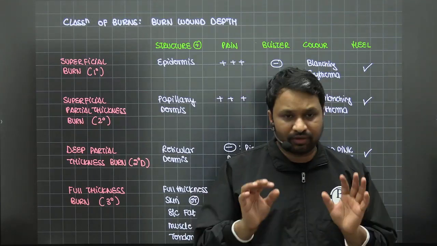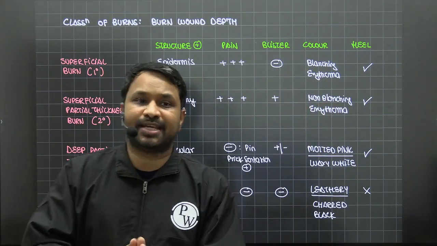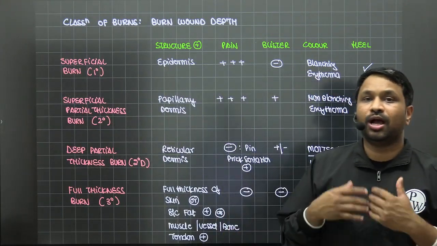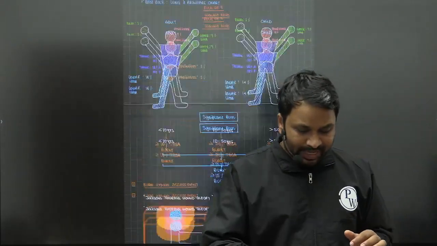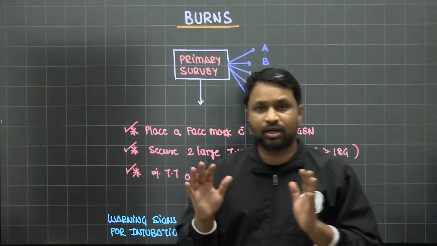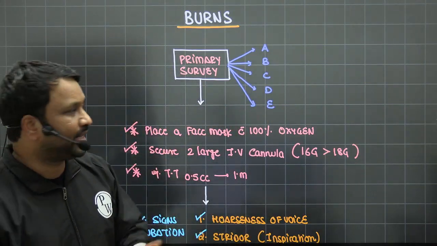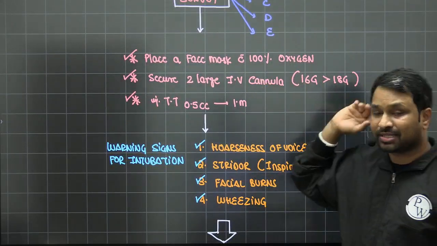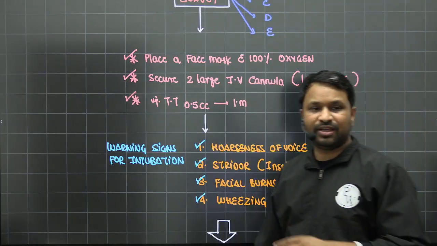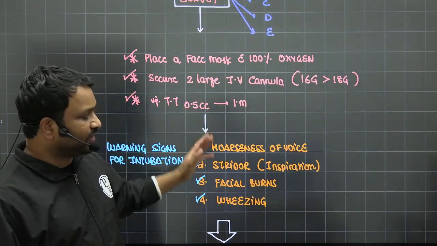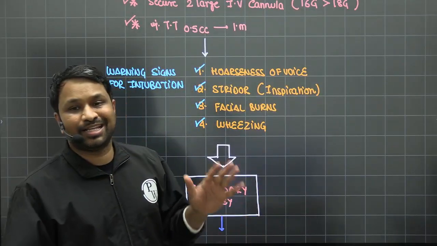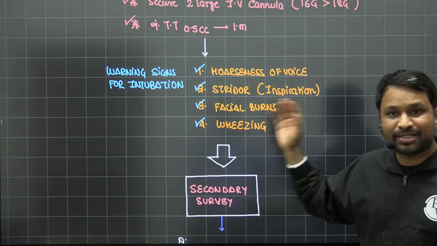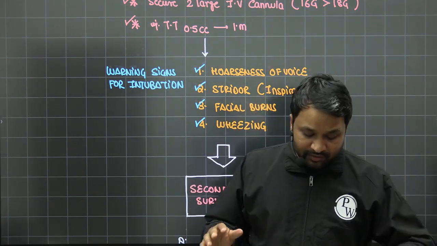Now see, whatever we have spoken about burns is the initial assessment. So until this point, you should know how you assess a patient of burns and how you are going to take it forward. We started with the basic protocol: when a patient comes to the casualty, how are you going to address it? I'm going to do a primary survey. While I do the primary survey, I'll take care of usage of a face mask with 100% oxygen, 2 large IV cannulas so that I can resuscitate the patient, and give a tetanus toxoid injection. Look for warning signs if you want to intubate the patient. The warning signs are hoarseness of voice, inspiratory stridor, presence of facial burns, as well as wheezing. If none of them are present, switch to secondary survey.